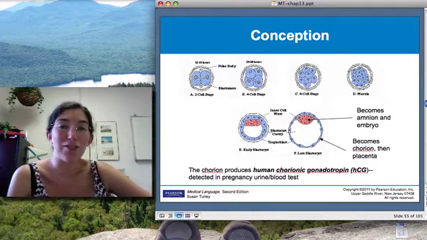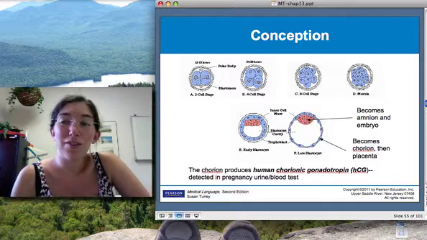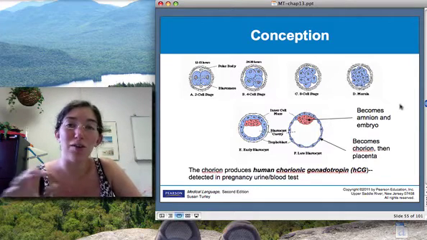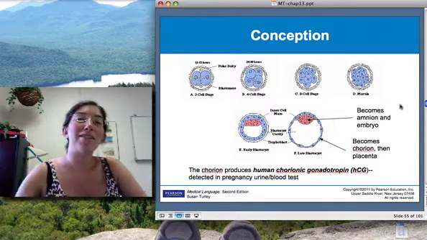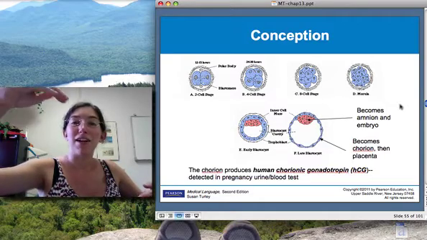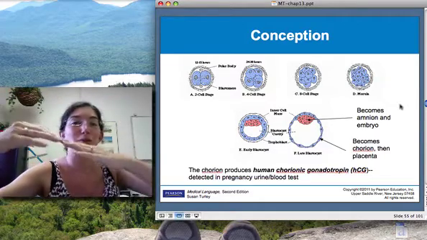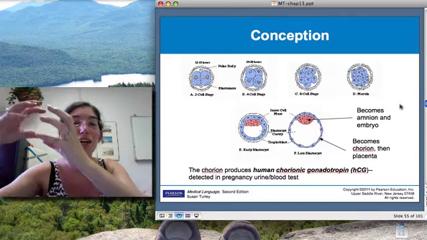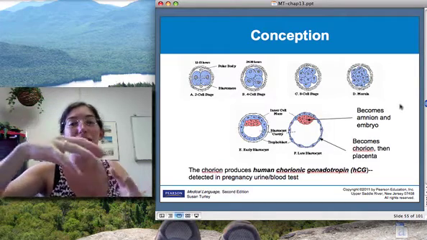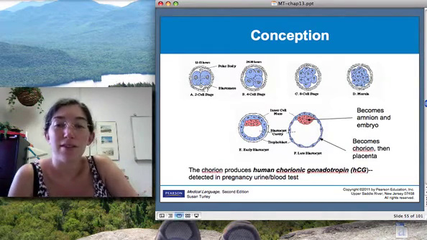So then the egg actually has to travel down. Fertilization actually occurs in the fallopian tubes. As the egg is moving down into the uterus, the sperm swim up the fallopian tubes to fertilize the egg, and then it starts dividing as it's moving down towards the uterus.